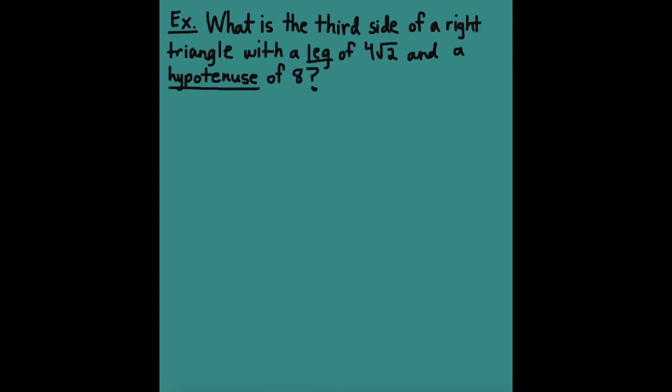So let's see if it's a 45, 45, 90 triangle. So we will multiply 4 root 2 times root 2, and we get 8, which is the hypotenuse. Therefore, this is a 45, 45, 90 triangle. So let's draw a picture. We have a right triangle with two angles being 45 degrees, and we have a leg, which is 4 root 2, and we have a hypotenuse, which is 8. We are trying to solve for this leg.